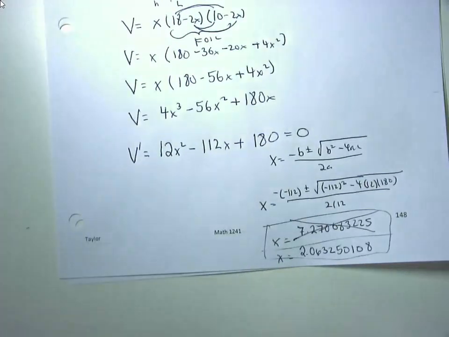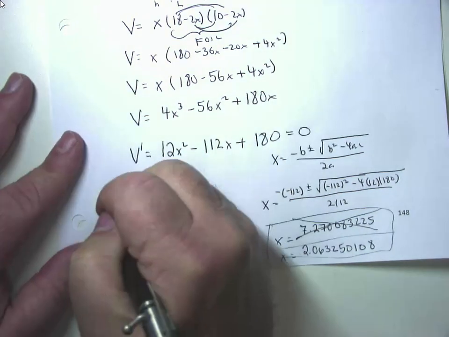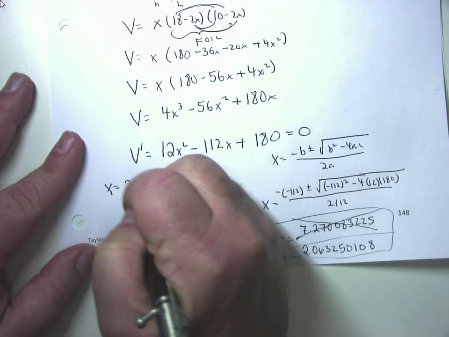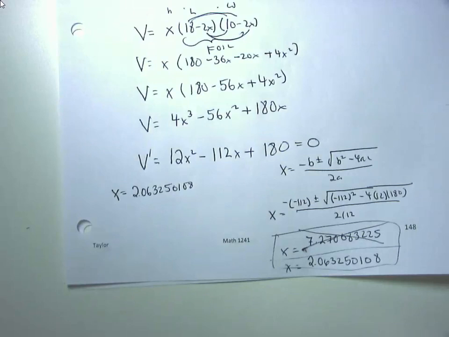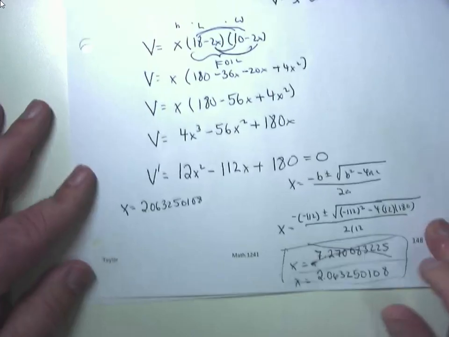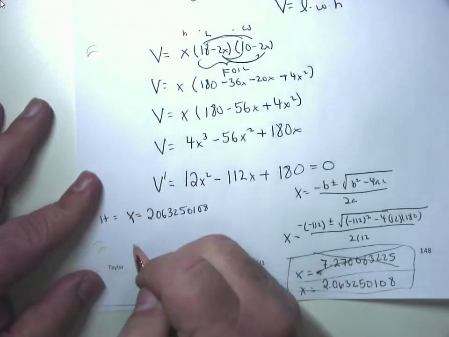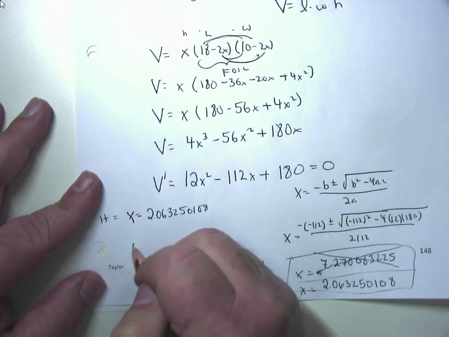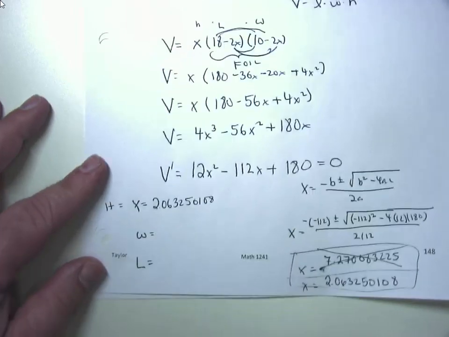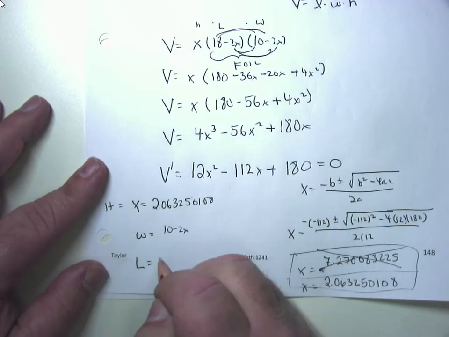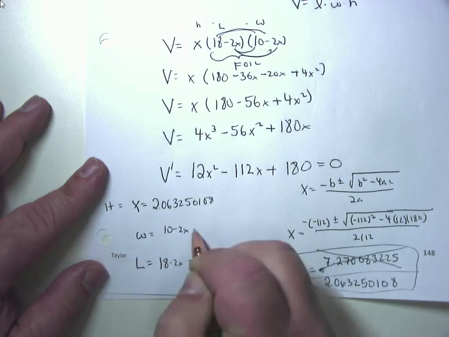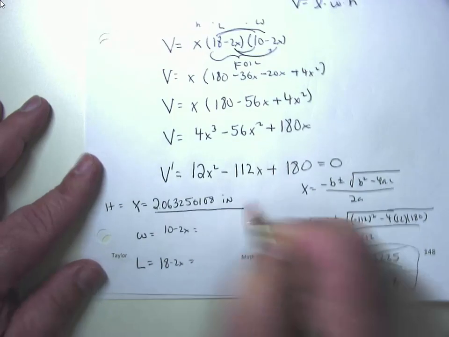So which means this, mathematically, it actually minimizes something with the quadratic form or the cubic form, but that's not your answer. So the answer is x is equal to 2.0632510108. Okay? But remember, now WebWork, that would be the height. You've got to tell them what the width is, and you've got to tell them the length. Remember, the width was 10 minus 2x, and the length was 18 minus 2x. And this, don't forget, it's in inches here.